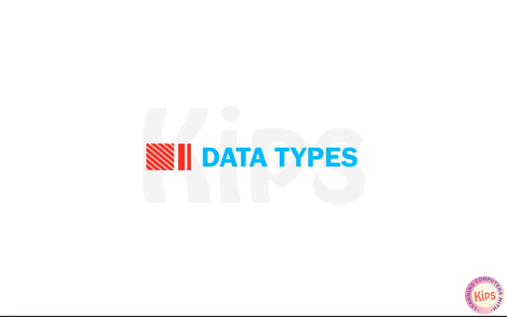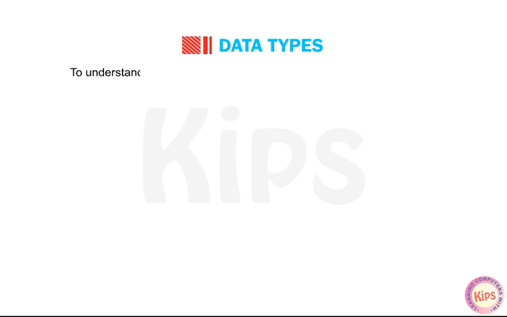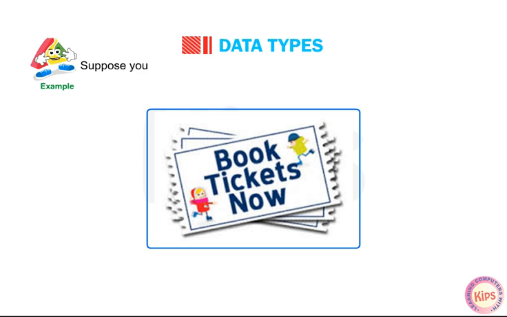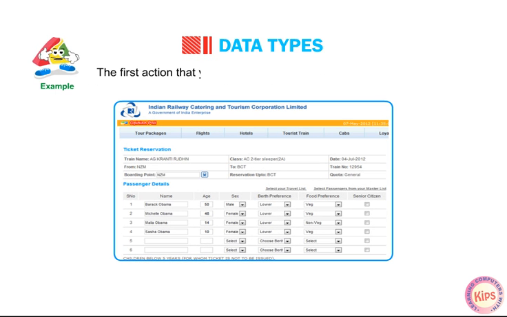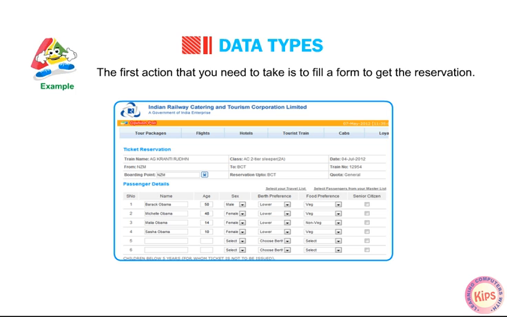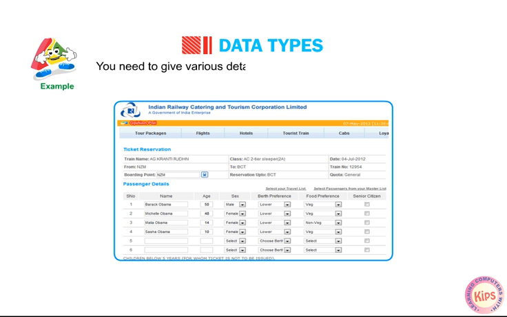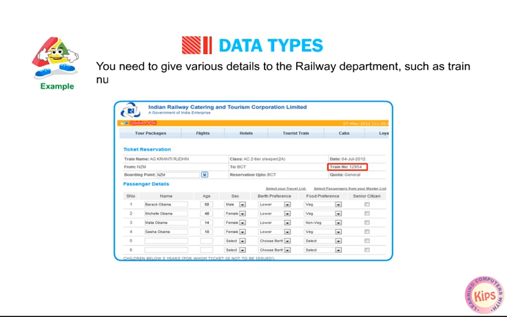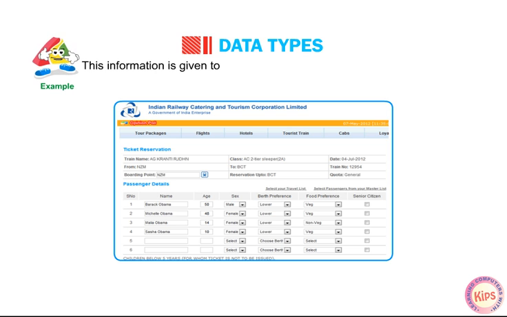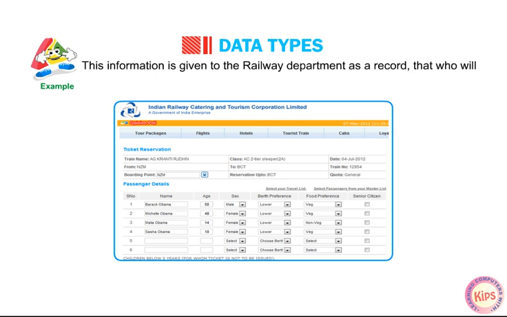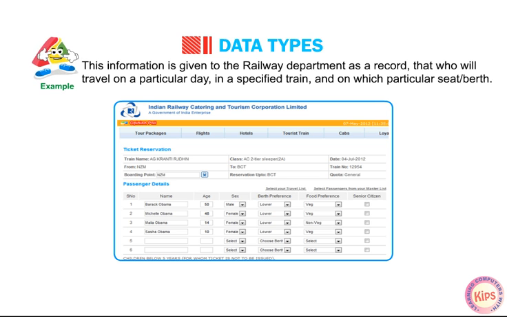Alright students, let us learn about data types. To understand the concept of data types, let us take a real-life example. Suppose you have planned a holiday trip during vacations and you have to book tickets for your family members. The first action that you need to take is to fill a form to get the reservation. You need to give various details to the railway department such as train number, date of journey, name, age, etc. This information is given to the railway department as a record of who will travel on a particular day in a specified train and on which particular seat or berth.